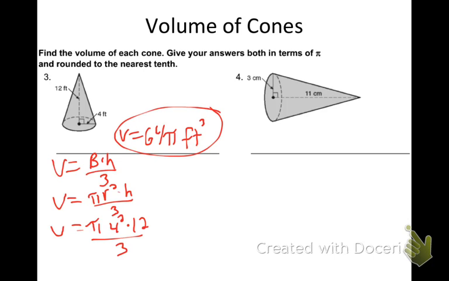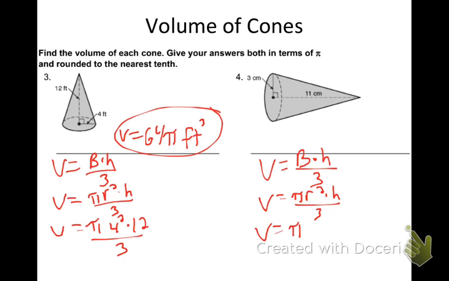Number 4. 3 centimeters and 11 centimeters. Again, volume equals the area of the base times the height divided by 3. What's the formula for the area of the base, Bryce? Pi r squared times h divided by 3. So if I look at it here, what is my radius, Noah? So I have pi 3 squared is 9 times my height is divided by 3. So my volume comes out to be what, Noah?